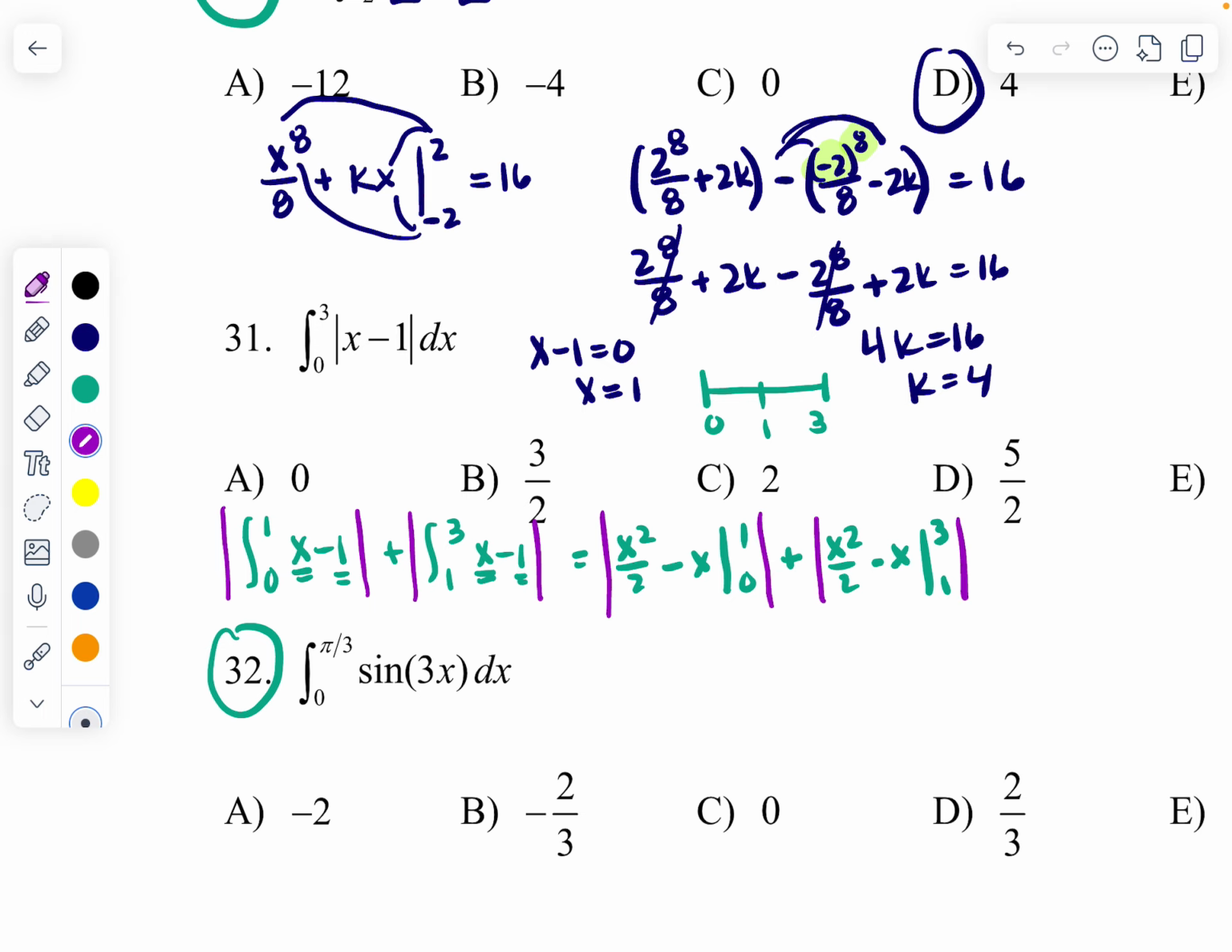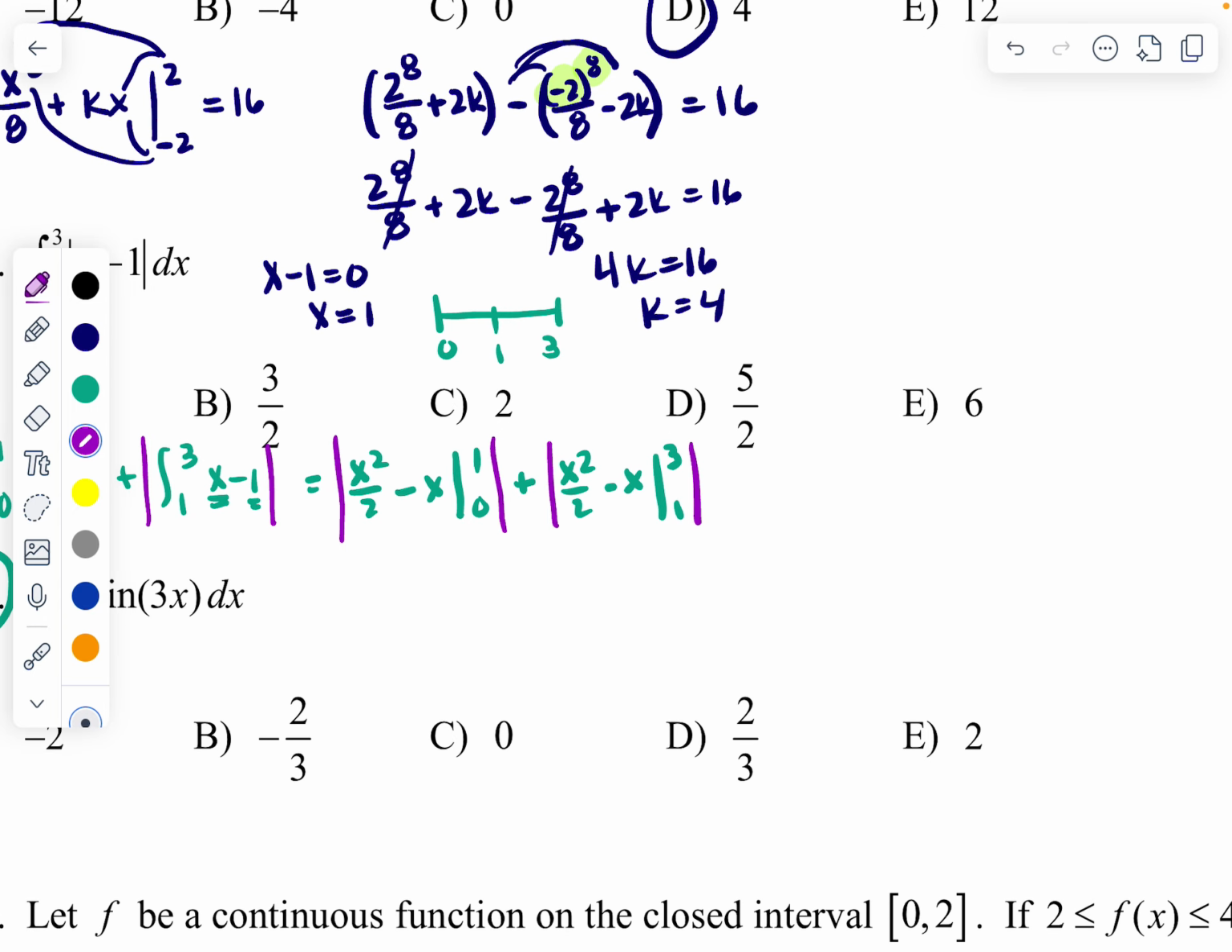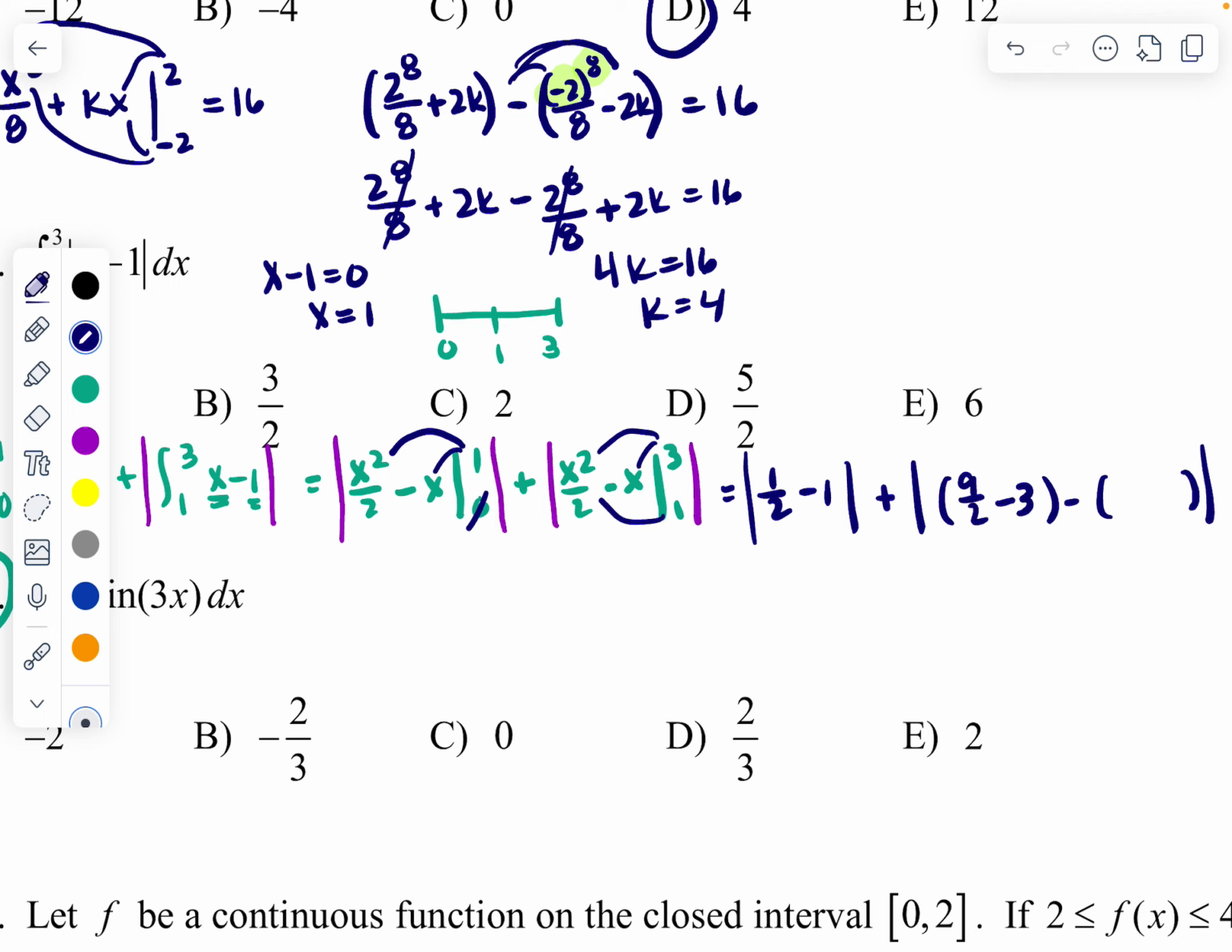Okay? If I keep going with this, checking out this one right here, you guys, the 0 on this one is going to 0 it out, so I don't have to plug that in. So I'm going to get 1 squared over 2, which is 1 over 2, and then minus 1. Don't forget the absolute value. And then plus, then I'm going to have the absolute value, and I'm going to have top minus bottom. Okay, so let's plug that in. This is going to be 3 squared over 2, which is 9 over 2, minus 3, if I plug in the 3. Then if I plug in the 1, I'm going to get 1 over 2.